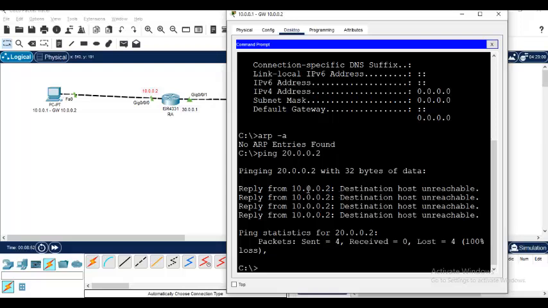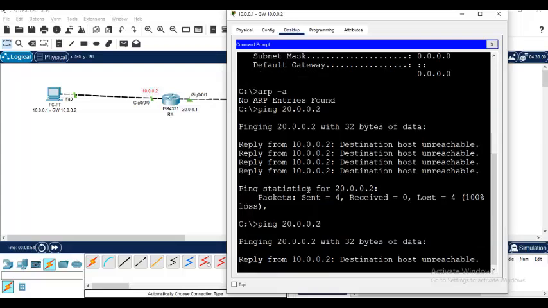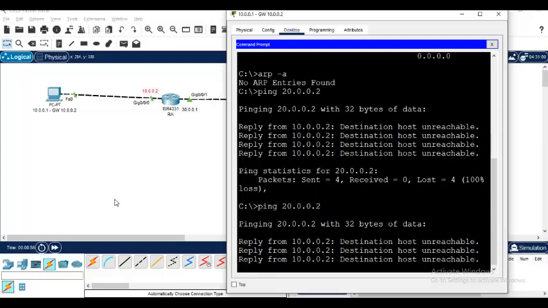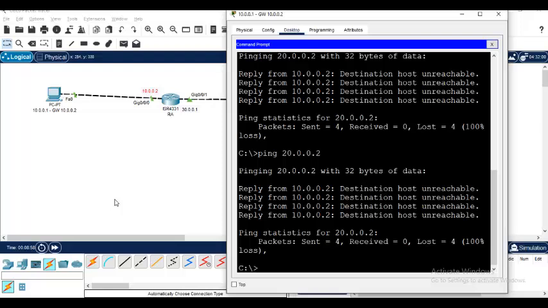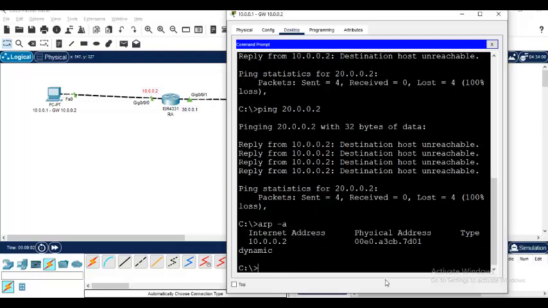So you should know when this destination host unreachable will come. Now you see the ARP table. You have the MAC address of the router. This is the MAC address of the router. Gateway. It is sent to the gateway. But gateway said, I don't know where the destination is.